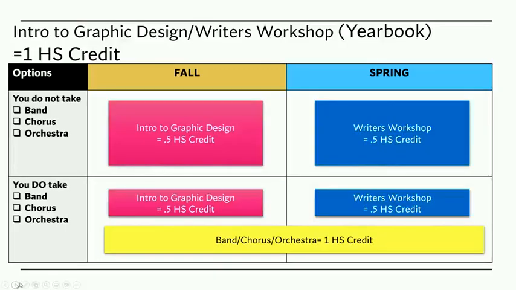Up next is Intro to Graphic Design and Writer's Workshop, and this is also known as yearbook. So this one is a little bit different because you will take Intro to Graphic Design, which is a 0.5 or semester-long class, in the fall. You'll continue a little bit of it into the spring, and then you'll also do Writer's Workshop in the spring, which is also a 0.5 credit. So both of these semesters are going to equal up to 1 credit. So if you do take band, chorus, or orchestra, this will apply to you as well. Plus, you'll also receive that credit for taking band, chorus, or orchestra.